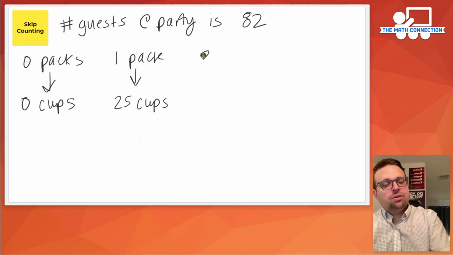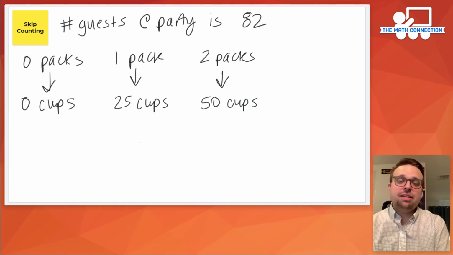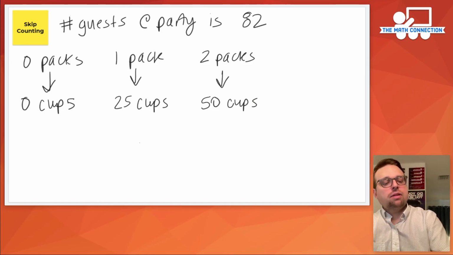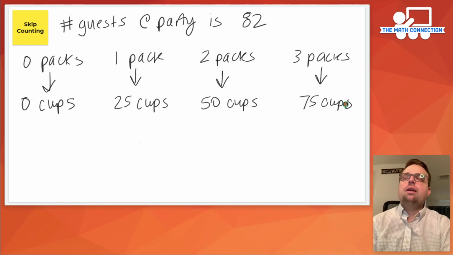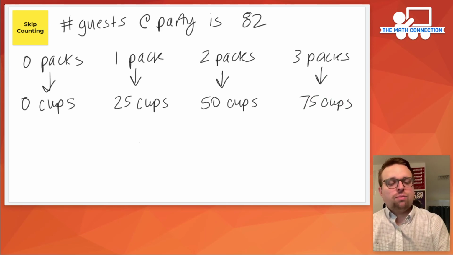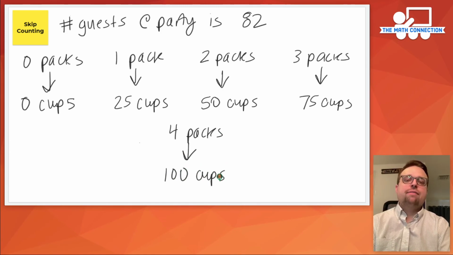Let's say that I decided to do 2 packs. And when I do 2 packs, that's going to bring me up to 50 cups altogether because each pack I buy has 25. And 50 is still not enough for 82. So let's say I did 3 packs. And that's going to bring me up to what? It's going to bring me up to 75 cups. Still not enough for my party, so I really need to go and do 1 more. So 4 packs of cups would bring me to 100 cups because there's 25 in each one.